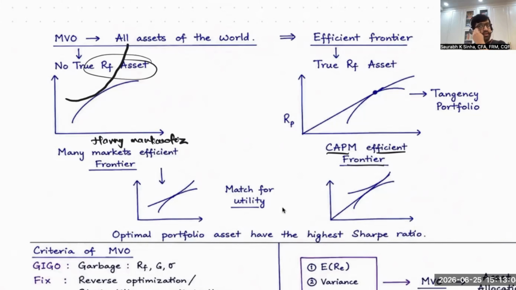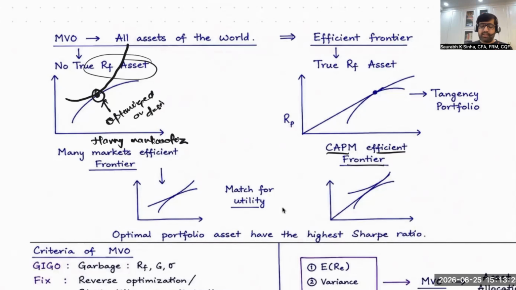It is a concave curve. Okay, and it will be tangent at any given point in this efficient frontier, and that is your optimized or desired portfolio. That's it. In the case of CAPM, you have a true risk-free asset.